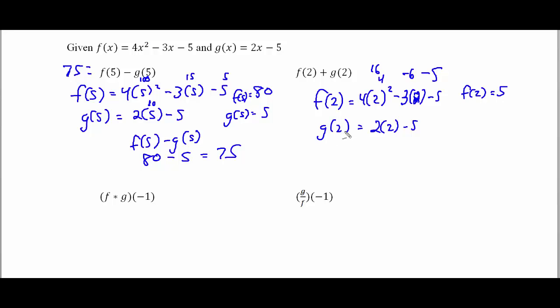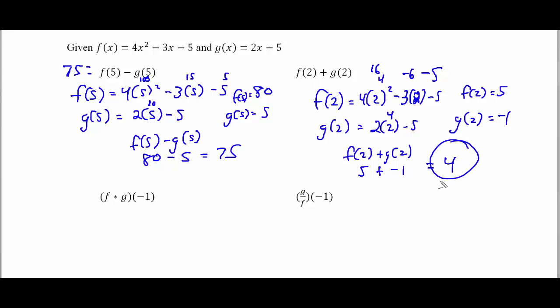And here my answer is going to be 4 minus 5. So my g of 2 is going to be 4 minus 5, which is negative 1. If I add f of 2 plus g of 2, it's adding 5 plus negative 1, which is an answer of 4. So this is my f of 2 plus g of 2.